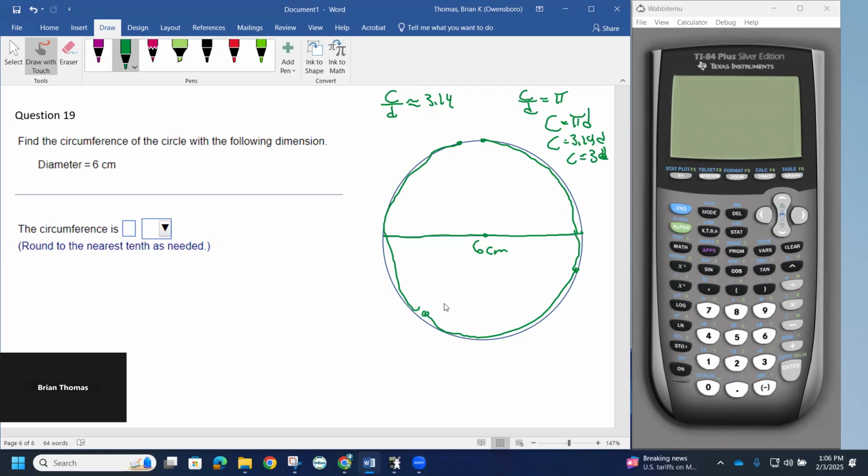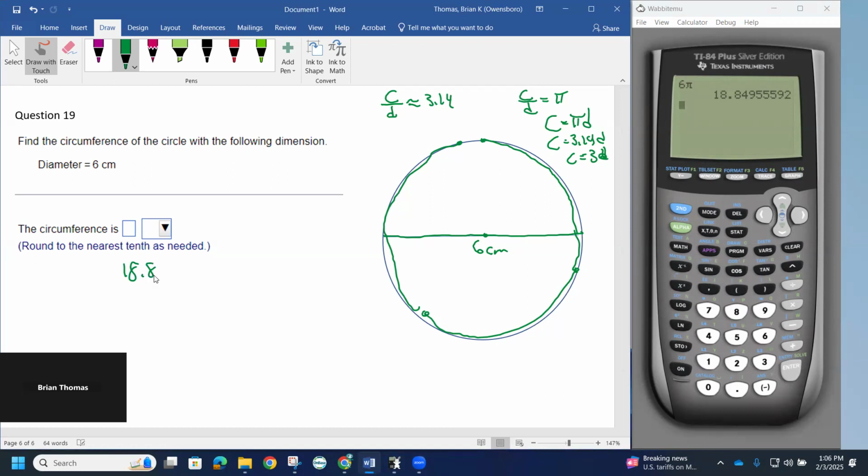So an estimation would be 18. But now on our calculator, we actually have a pi symbol. So on our calculator, pi is right above the up arrow. So I actually can type in 6, second, up arrow, pi, hit enter, and it'll give me a really accurate answer. So they want us to round to the nearest tenth. So I would say 18.8.